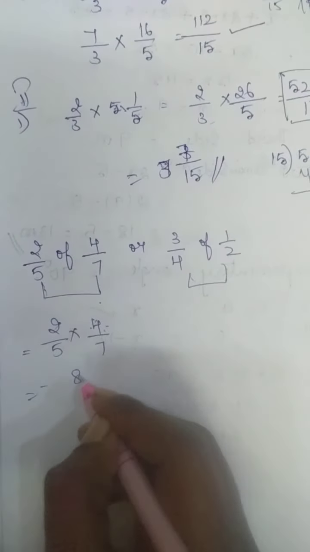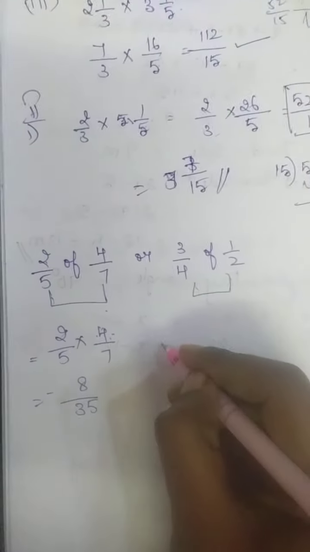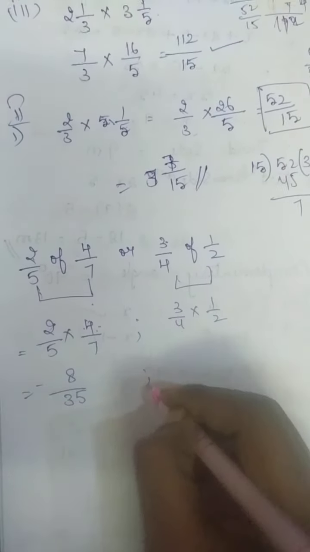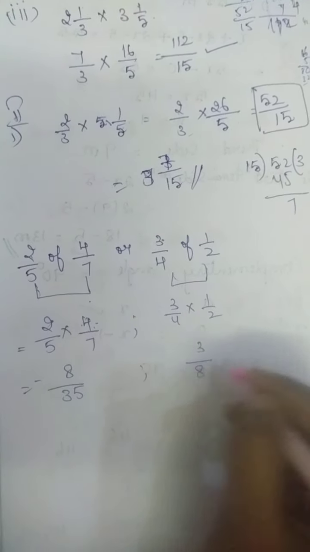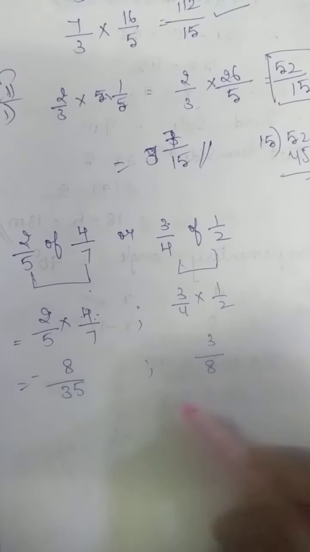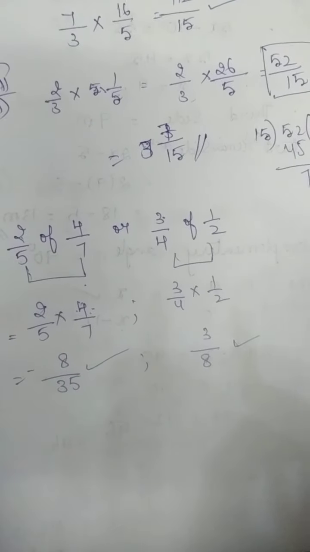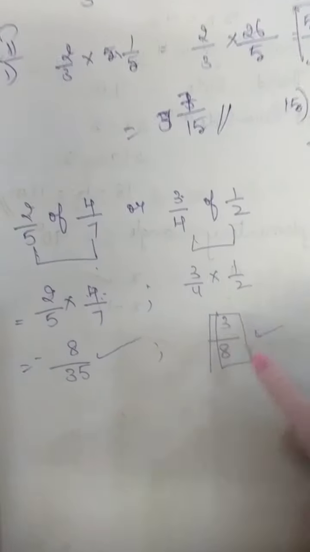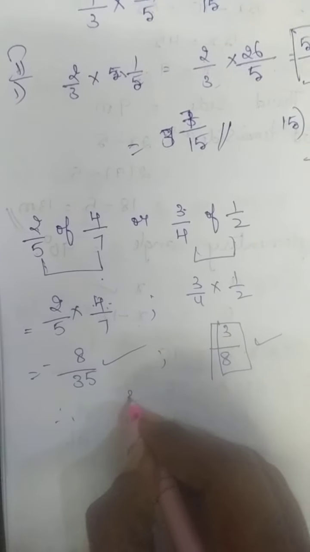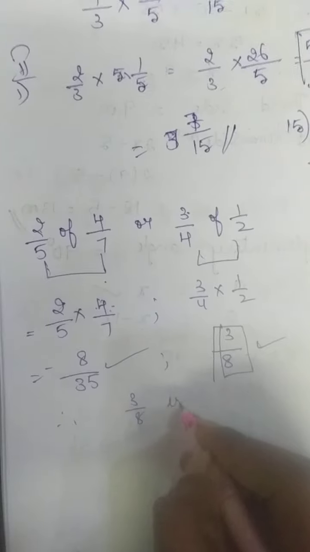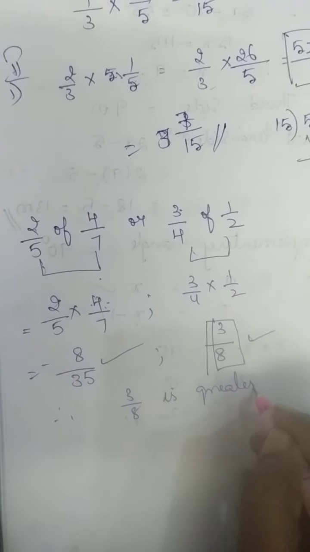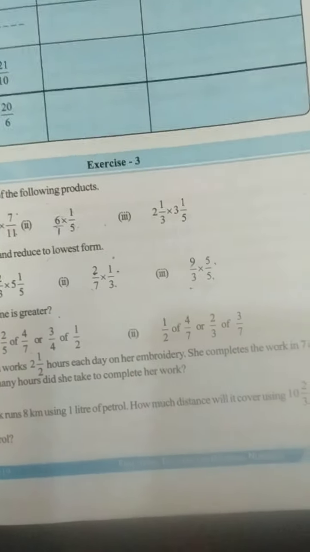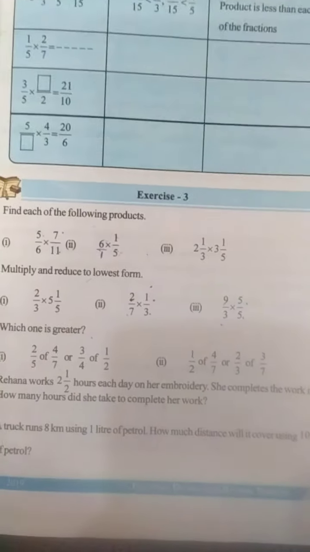See, if you multiply these two, how much will you get? 2 4s are 8, 5 7s are 35. Next, 3 by 4 into 1 by 2. How much will you get? 3 1s are 3, 4 2s are 8. See which one is greater. This one or this one? 3 by 8 is your greater fraction. Clear? This is your answer. Hence write down, therefore 3 by 8 is greater. Write down like that. Okay, this is your third bit. And the second problem you have to do on your own.